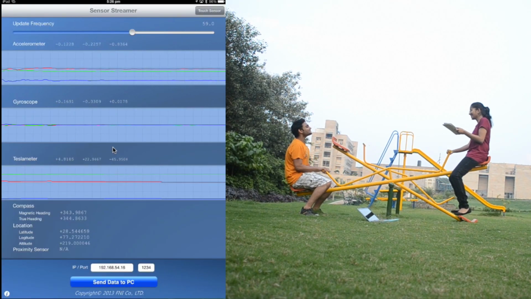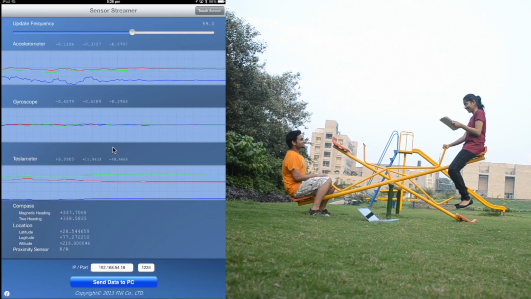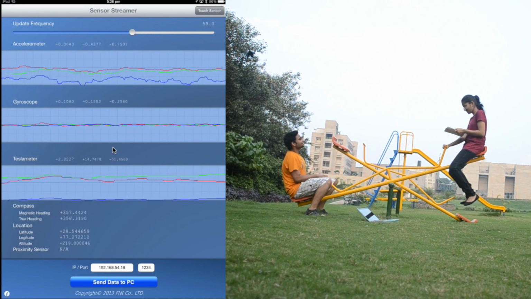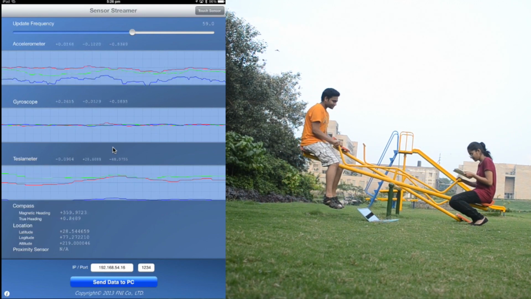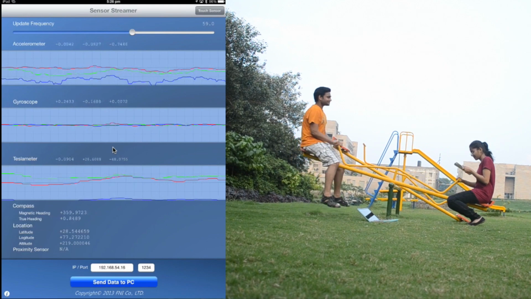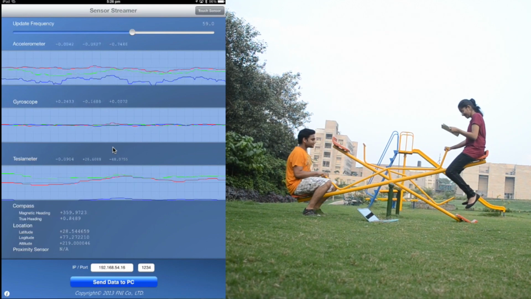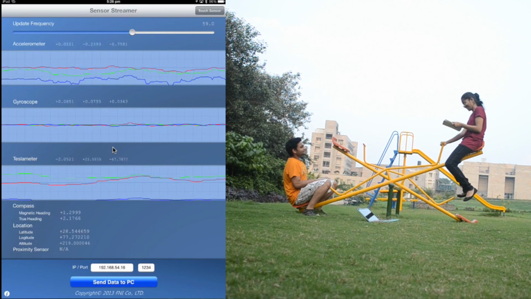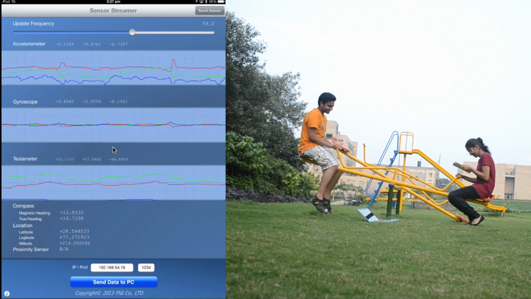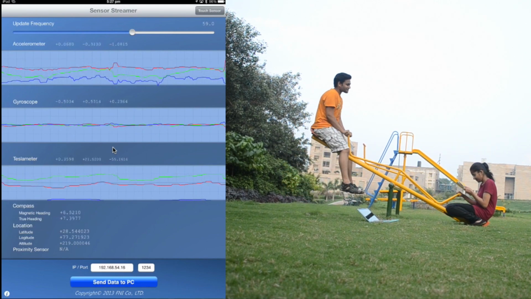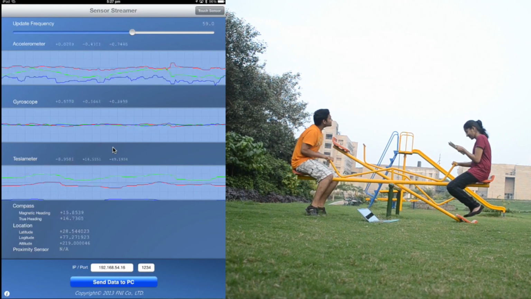The major changes are only in the z direction, and these are represented by the blue line of the accelerometer. There are no significant changes in the gyroscope's graph due to lack of rotational motion of any kind. Changes in the magnetic and true heading are represented by the green and red lines of the Tesla meter.